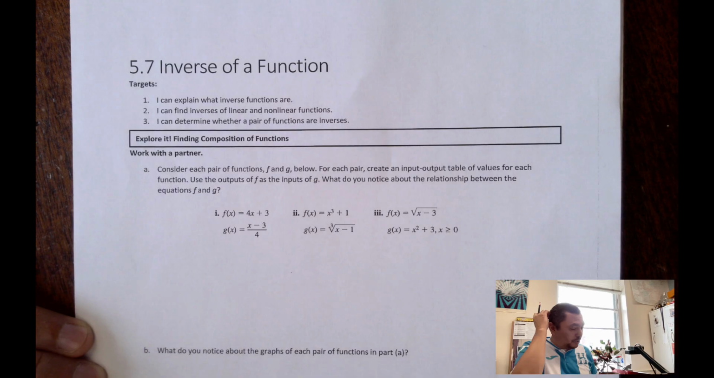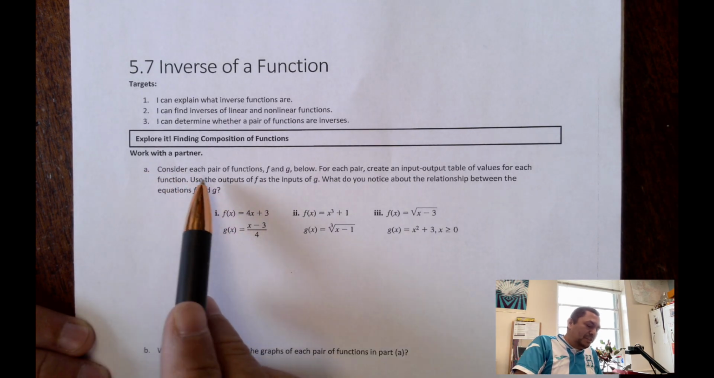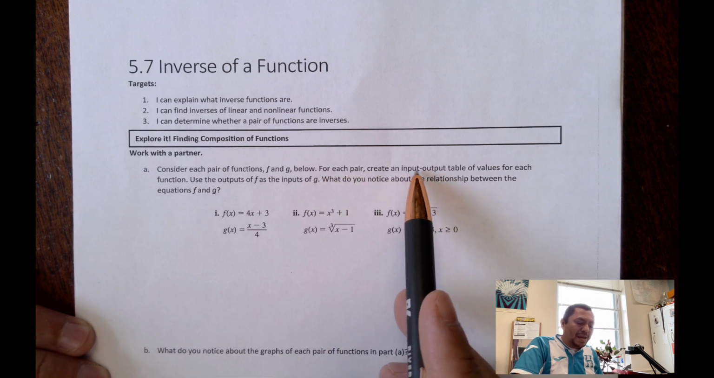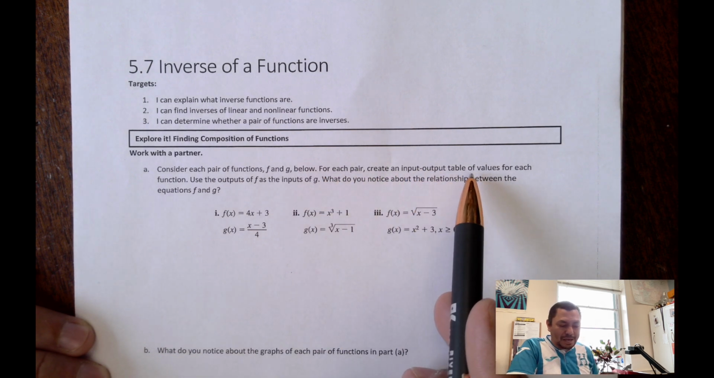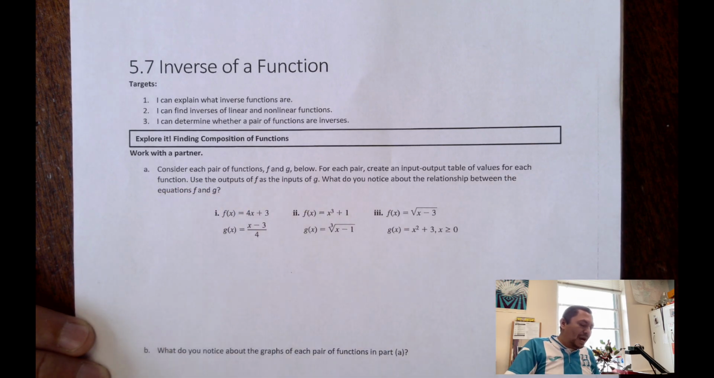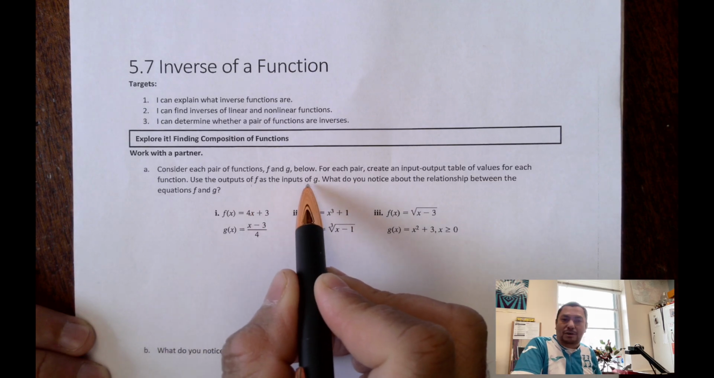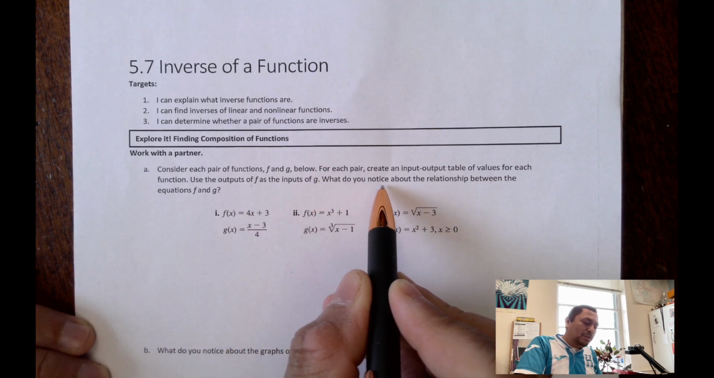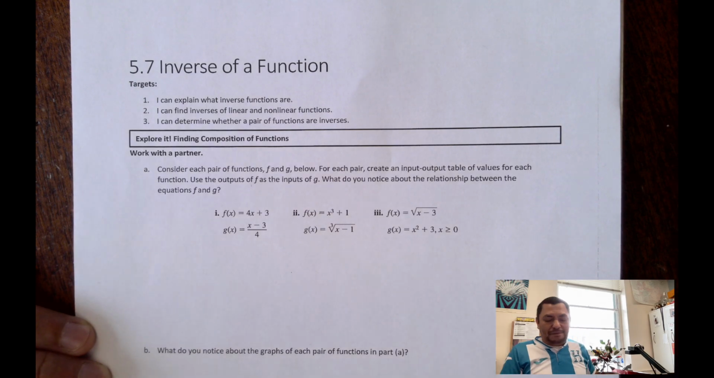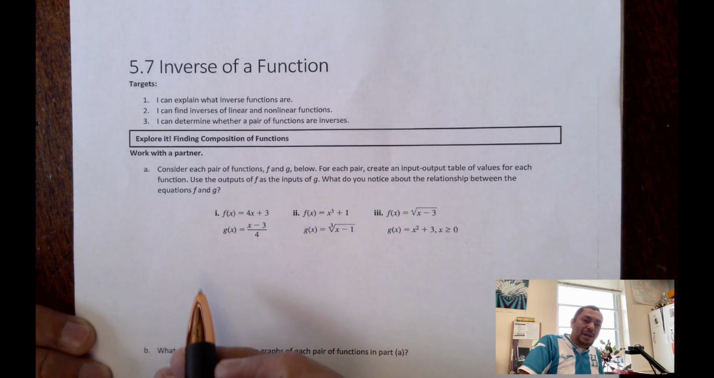So let's explore a little bit about inverse functions. Consider each pair of functions, f and g below. For each pair, create an input-output table of values for each function. Use the outputs of f as the inputs of g. What do we notice about the relationship between the equations f and g? So what I'm going to start is just creating a table.